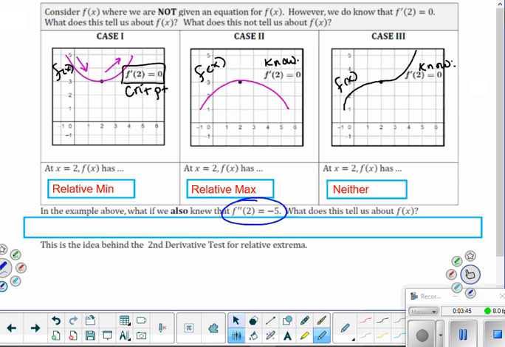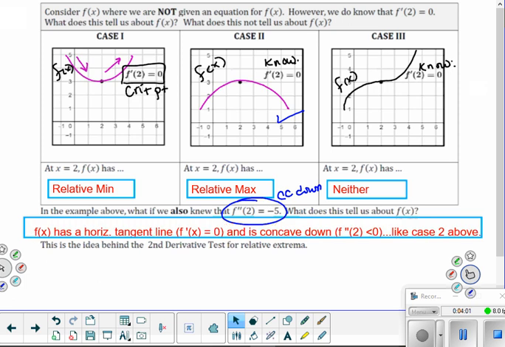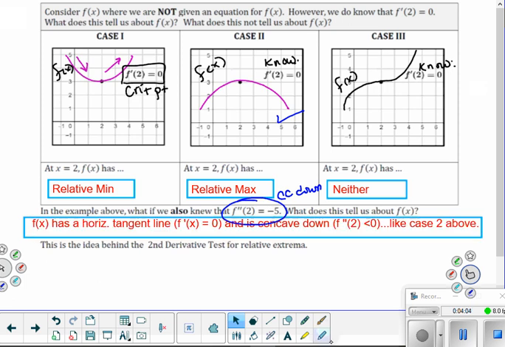If f double prime of 2 is negative, that means I'm concave down, right? Oh, that would be this scenario, case 2. And that would tell me then that f has a horizontal line at f prime of 2. I should put a 2 in there. See if I can write over top of that, f prime of 2. And we know that it's concave down at f of 2 because I was given information that the second derivative was less than 0. That is our case number 2.